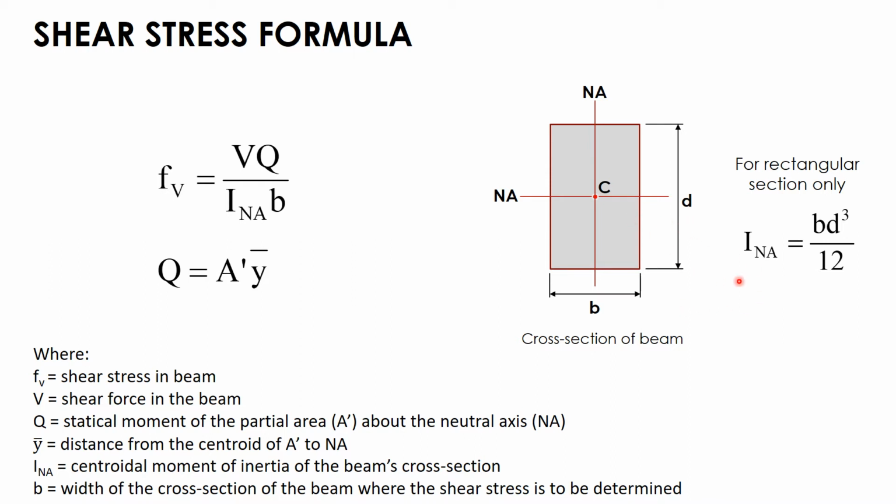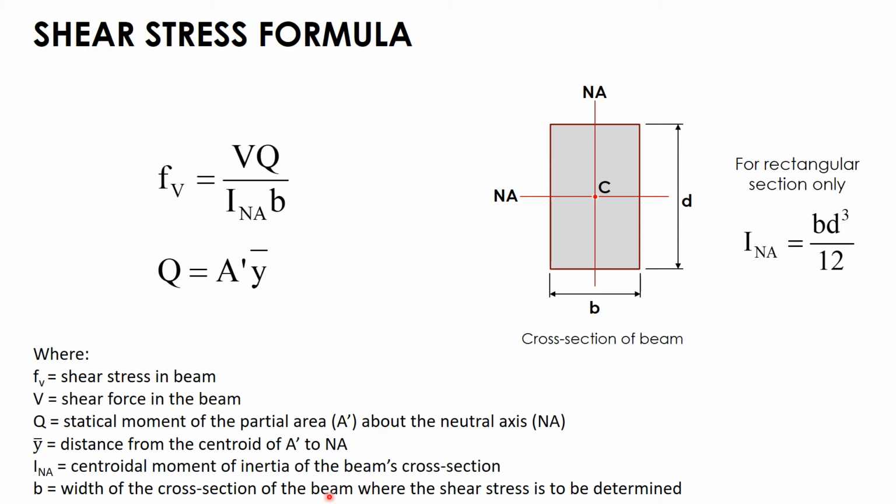So, for rectangular, this is BD cube over 12. So, ibig sabihin nito, yung moment of inertia na yan is about the neutral axis. So, it will be B multiplied by D cube over 12. So, again, this is for rectangular sections only. For other regular shapes na may available formula din, of course, they will have different formulas. Pero sa mga examples na gagamitin natin, puro rectangular lang muna.